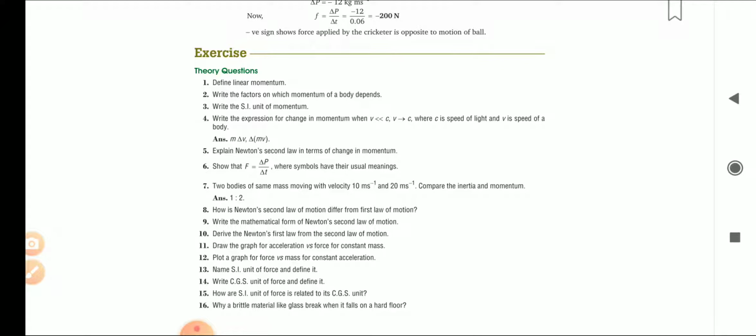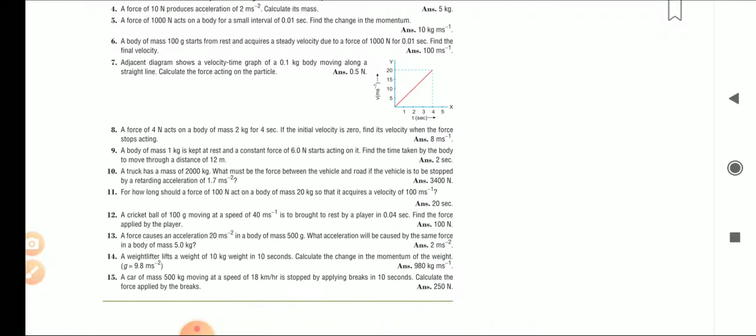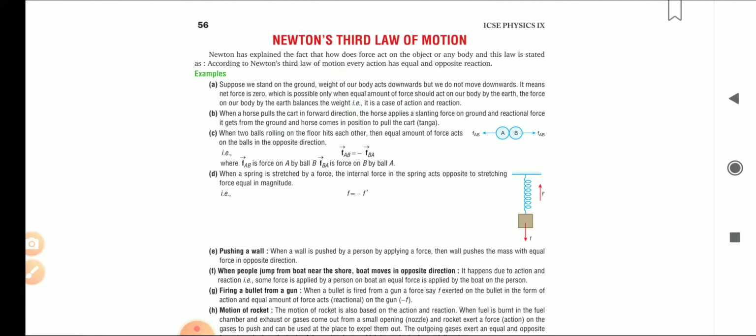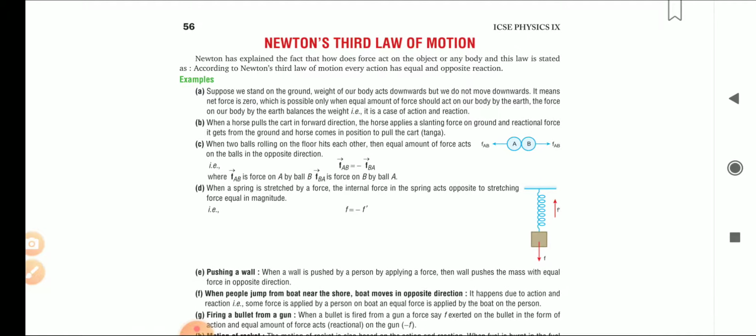Why have we taken the minus? Because equal and opposite. If you are applying a force, then there will be a reverse force also. If you are applying a deforming force, then there is a restoring force. So these are the concepts of Newton's third law of motion. Newton's third law of motion is, to every action there is an equal and opposite reaction.